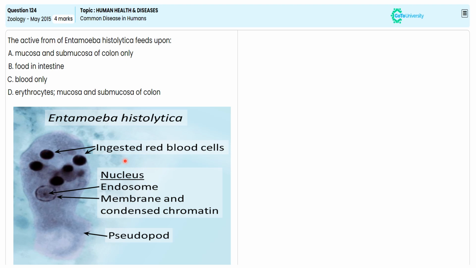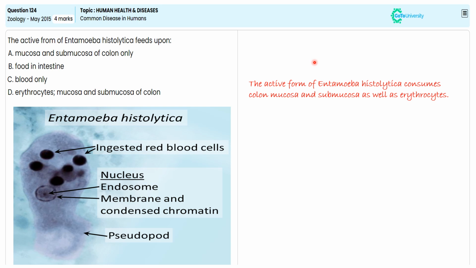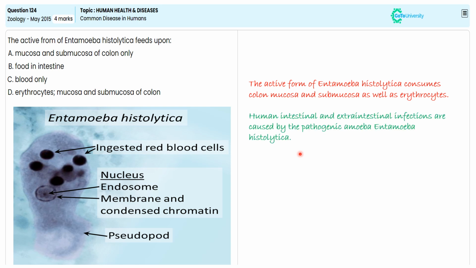The active form of the Entamoeba histolytica consumes colon mucosa and submucosa as well as red blood cells (erythrocytes) for its survival. Human intestinal and extra-intestinal infection are caused by the pathogenic amoeba Entamoeba histolytica. Entamoeba histolytica is a member of the Lobosa order, Sarcodina class, and Protozoa phylum.